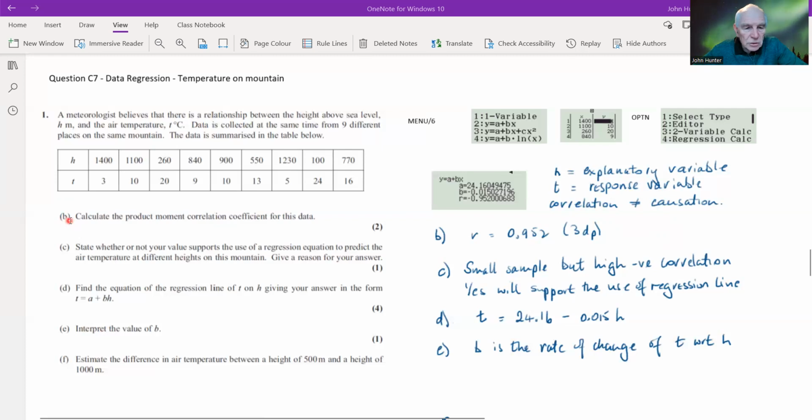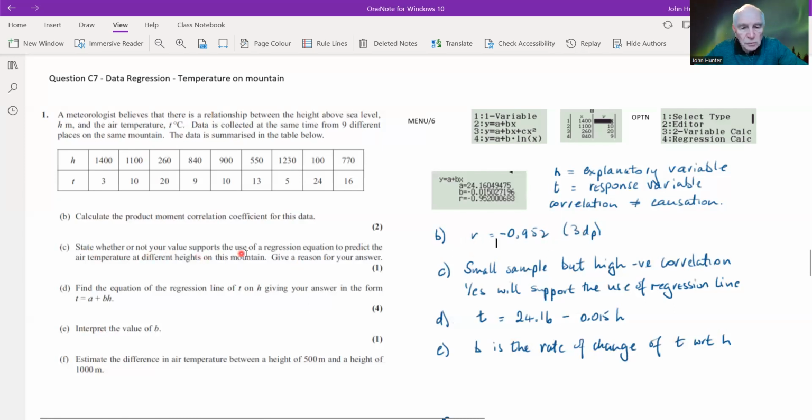So we go straight into question B: calculate the product moment correlation coefficient for this data. Well, we've done that as a result of using our calculator. We look at this, and the correlation coefficient is this result R here, which is R equals minus 0.952 to 3 decimal places. So it's a strong negative correlation.